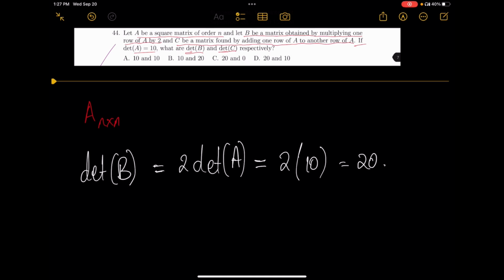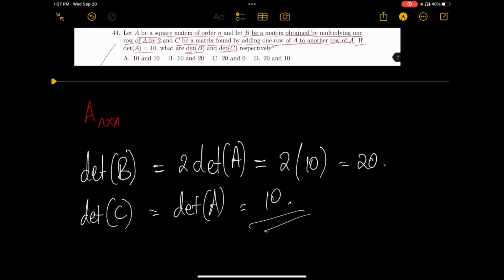and C is a matrix that is found by adding one row of A to another row of A. Thus the determinant of C will simply be the determinant of A. It's not changed, which is 10. Therefore the answer that we're looking for is 20 and 10. Therefore the answer is D.